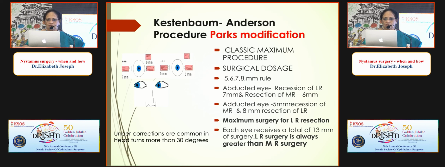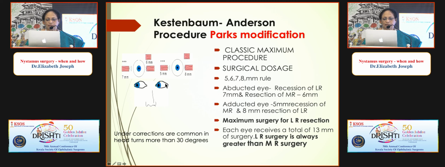In the original Kestenbaum, only 5 millimeter surgery was done, but Marshall Parks modified it to produce this classic maximum procedure, which is the 5, 6, 7, 8 millimeters. For example, if the eye is deviated towards the right side like this, you do a recession of 7 millimeters of this lateral rectus, resection of this medial rectus 5 millimeters, recession of this medial rectus 5 millimeters, resection of this lateral rectus 8 millimeters.